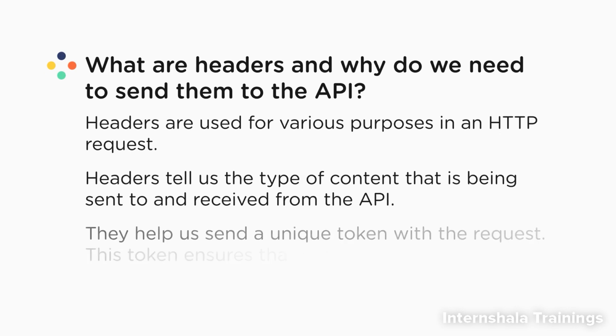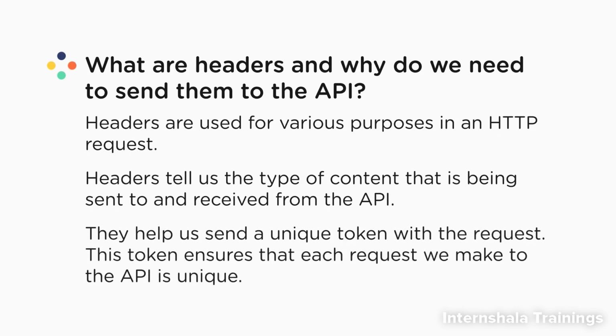Also, they help us send a unique token with the request. This token is a unique string which will be provided to each of you in the next text chapter. This token ensures that each request we make to the API is unique. It's like your personal ID number for the request that you make. We'll learn how to send headers in a request. But before we do that, let's understand the kind of requests that can be made via the Volley library.